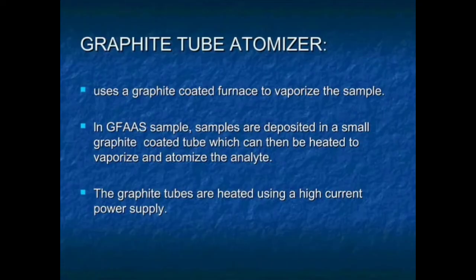Graphite tube atomizer uses a graphite coated furnace to vaporize the sample. In GFAAS, samples are deposited in a small graphite coated tube which can then be heated to vaporize and atomize the analyte. The graphite tubes are heated using a high current power supply.